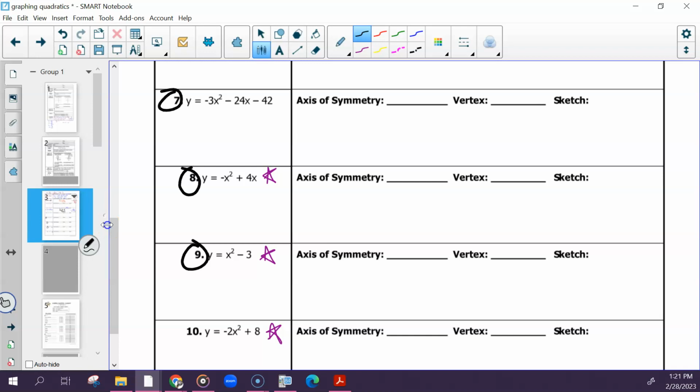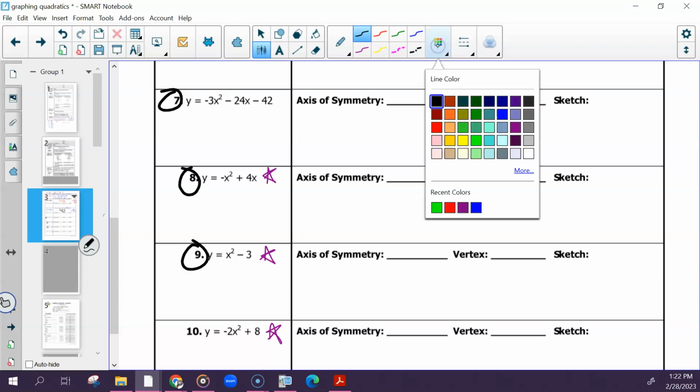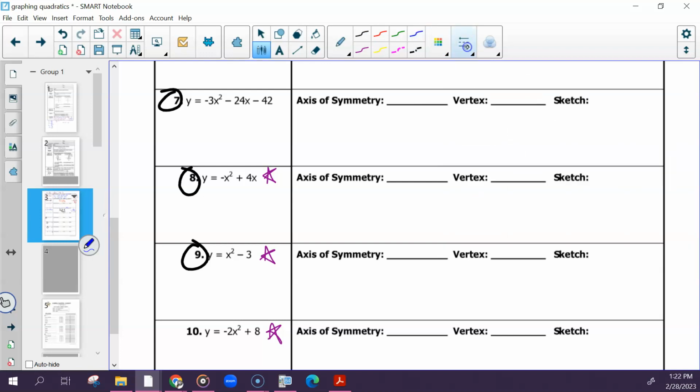Alright, so for number 7, how should we do this? Algebraically, in the graph, in the table? You can pick because you chose all. Okay. Alright, so 7 we're doing algebraically. Find our axis of symmetry.